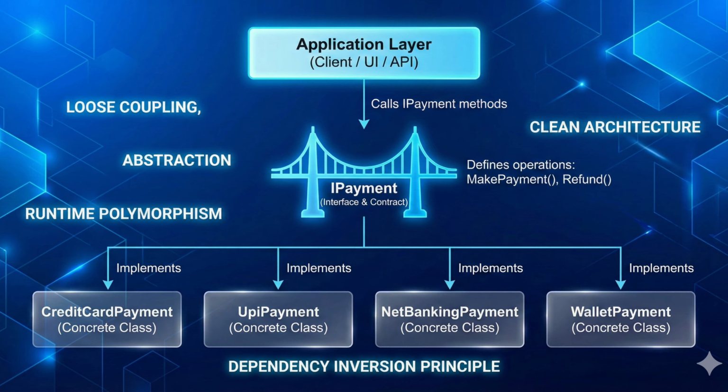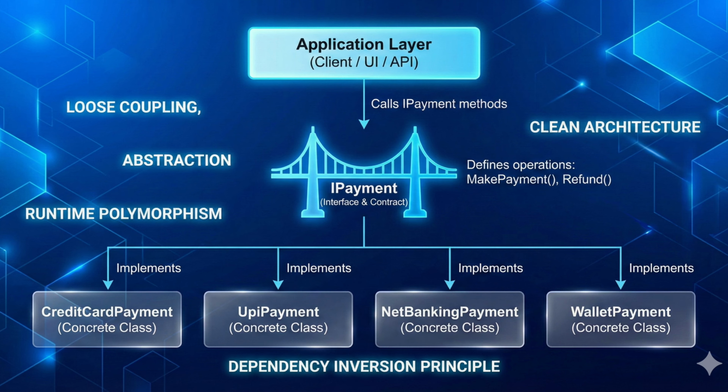Whenever we identify common behavior in object-oriented programming, the best solution is to use an interface. An interface is used to define this common behavior. In our example, we create an interface called iPayment. This interface defines what actions a payment system must perform, but it does not explain how those actions are performed.